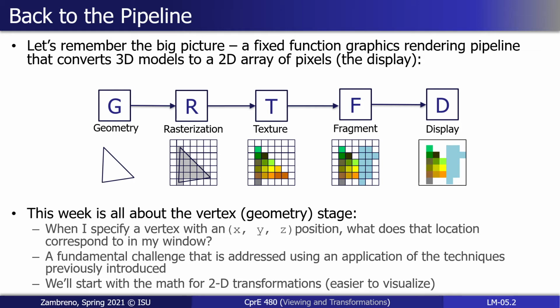But the whole point of this stage, whether geometry is really the right word for it in modern GPUs, our vertex processing stage, is to figure out that when I specify a position in my XYZ space, my vertex buffer, determine where that corresponds to in my window.